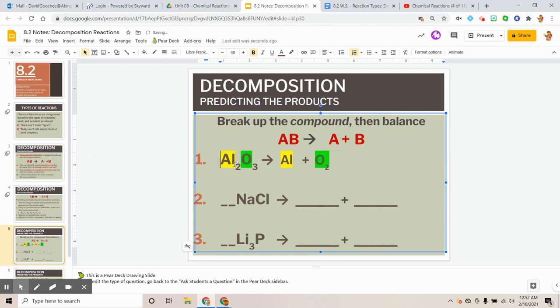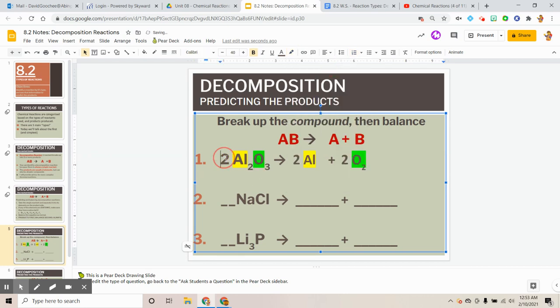Now we have to balance. But here, this is just normal territory, okay? We've got 2 aluminums on this side, so I'm going to need to put a 2 in front here. Okay? We've got 3 oxygens on this side and only 2 oxygens over here, so I'll need more. Let me put a 2 right here. Now I've got 4 oxygens on this side, but I only have 3 over here on this side, so I got to increase this with a coefficient. Let me put a 2 right there. Okay?